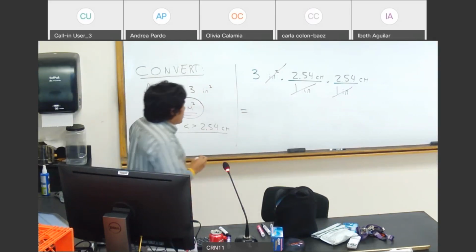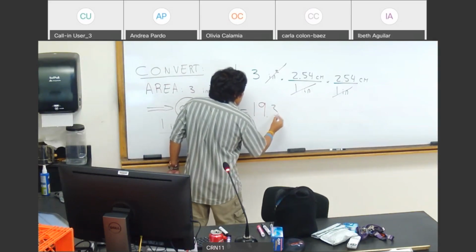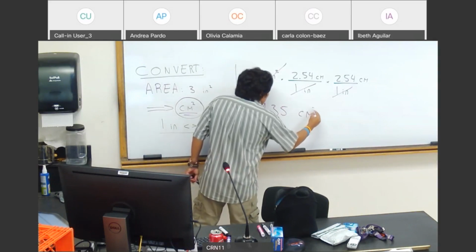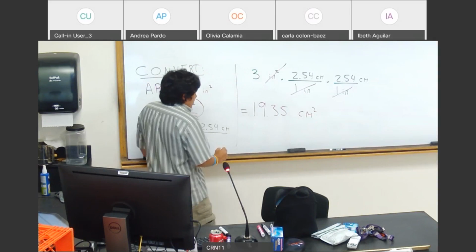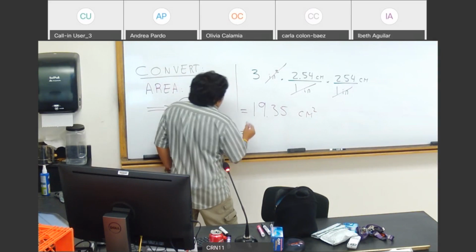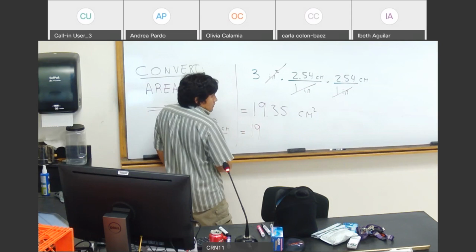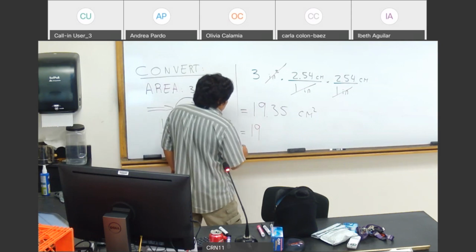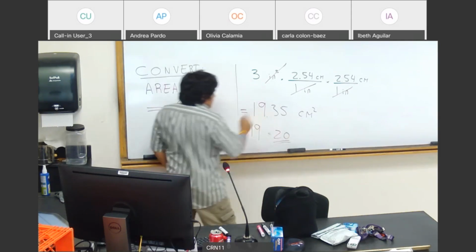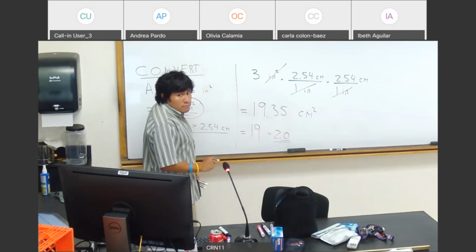So I have here the answer. The intermediate answer will be 19.35 centimeters square. If you want to write the correct number of significant figures, it will be accepted to write 19, but actually, believe it or not, some people will write it as 20. 20 has only one significant figure. This 0 on the right is not significant.